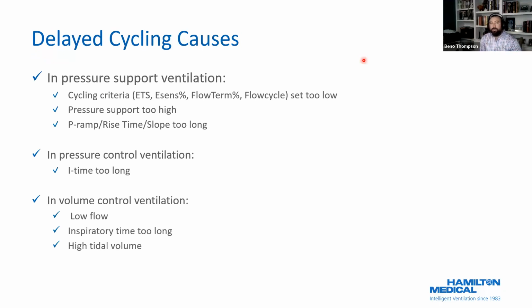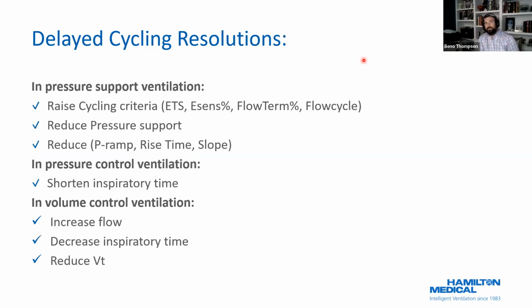Volume control, inspiratory time is too long, right? Which means that your peak flow is set too low. Those two kind of go in the same bucket. And of course, too much support again. So fixing it, we're going to increase our cycling criteria, reduce our level of support, and also quite possibly reduce your rise time.